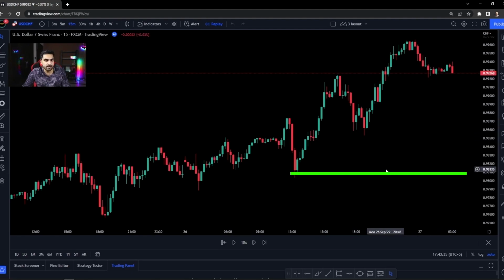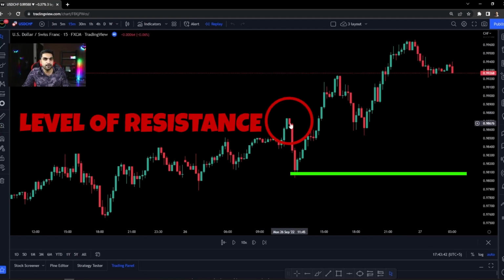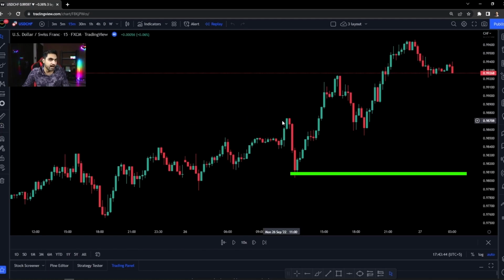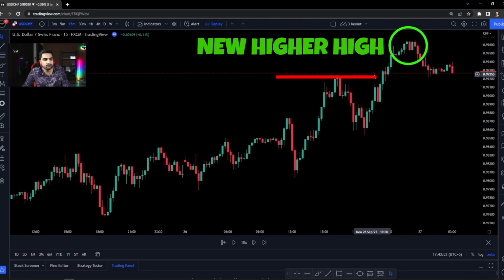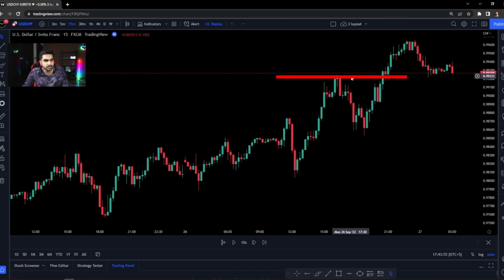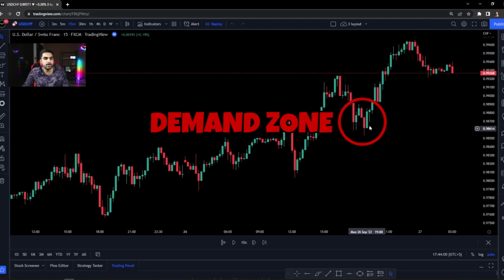So this area is considered a demand zone for us, and when the market comes to this area, we can expect a reversal. Now when the market made a higher high here, we got a movement to the downside. We retested the level of resistance that we broke, the previous higher high. We retested that level, made a strong support level here, and then we created a new higher high. So now the new break of structure area is right here. We broke this previous resistance or higher high. We created a new higher high and the demand zone now is here.